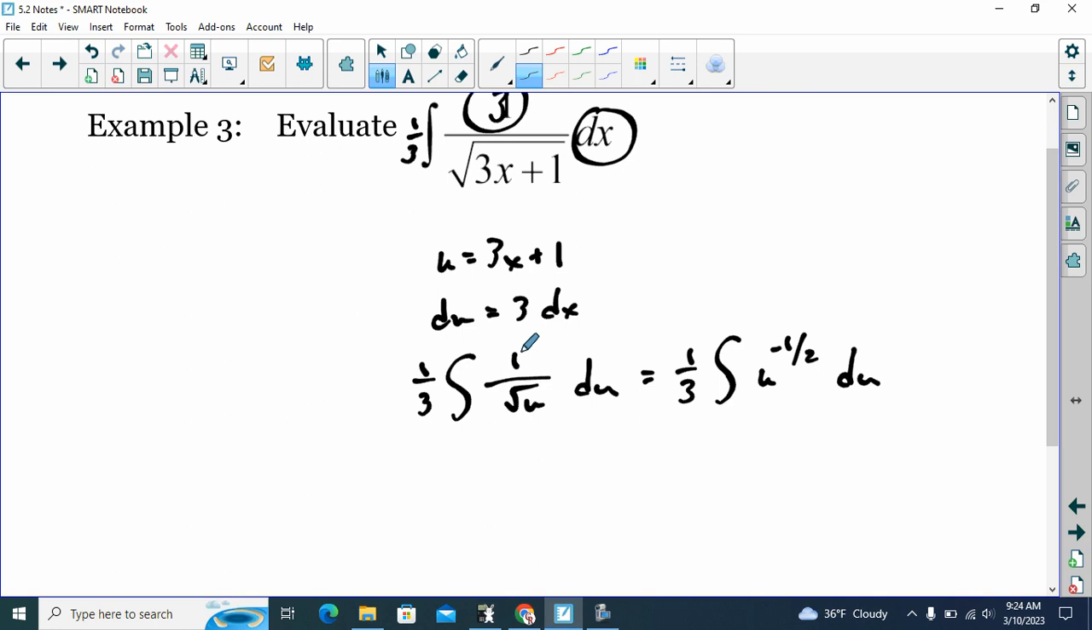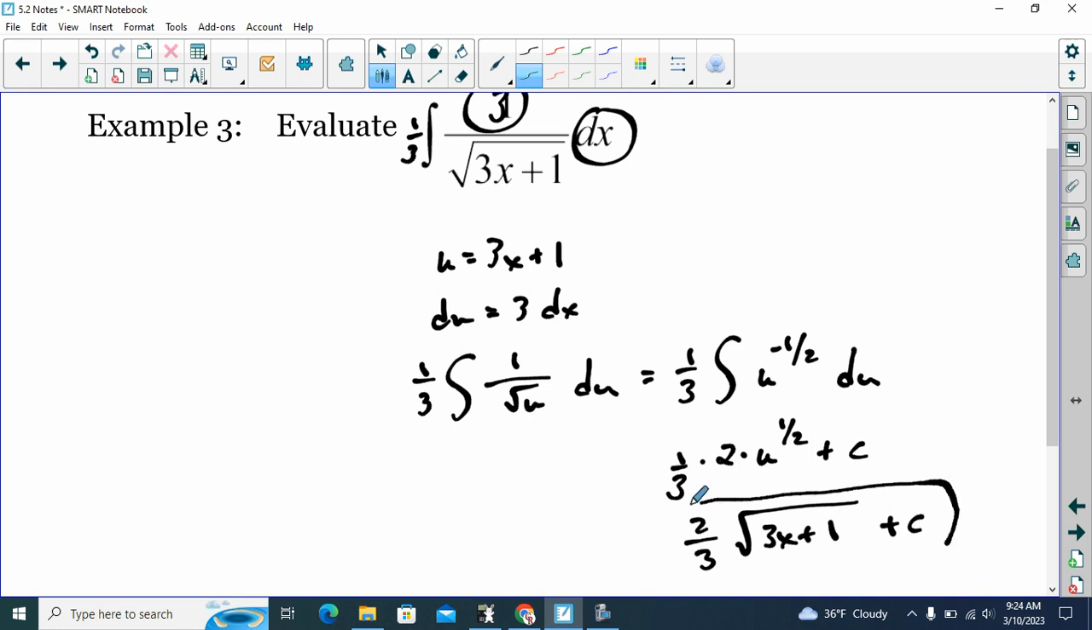So if it's anything other than just 1 over x or 1 over u, we're going to wind up using the power rule. Add 1 to the exponent, gives me positive 1/2 times 1 over 1/2. So I get 2/3 u to the 1/2. 1/2 power same as square root, and I substitute it back in for u.